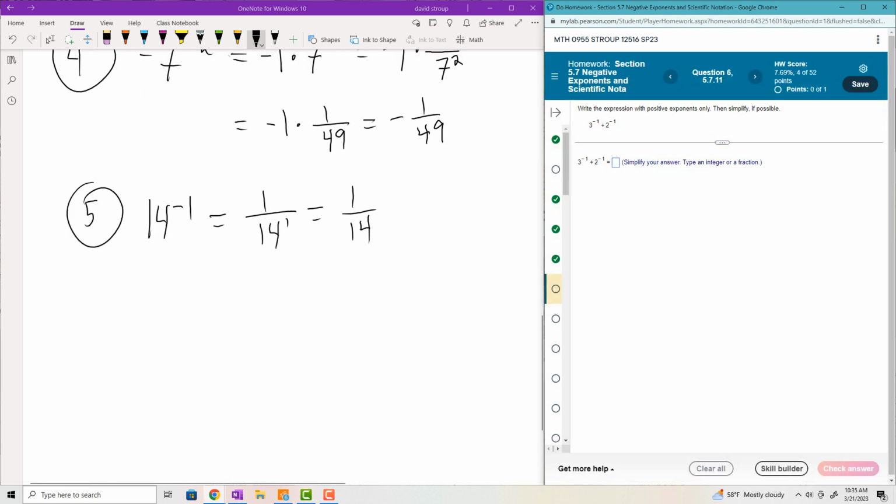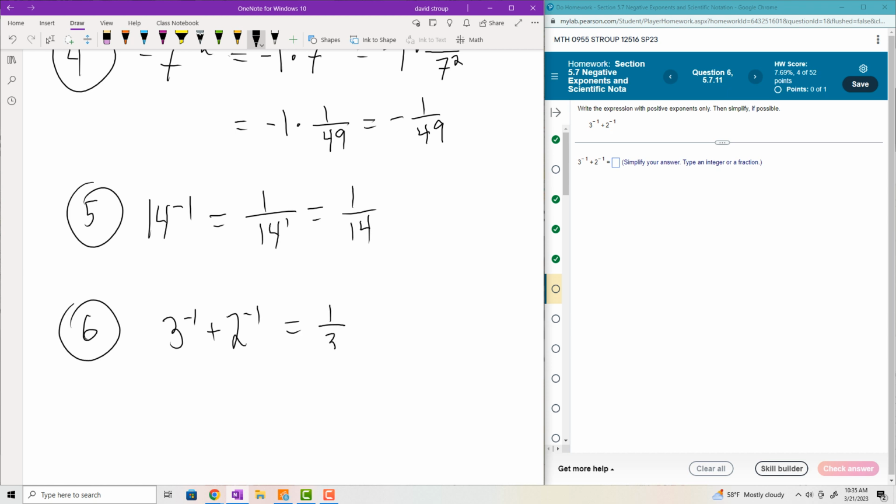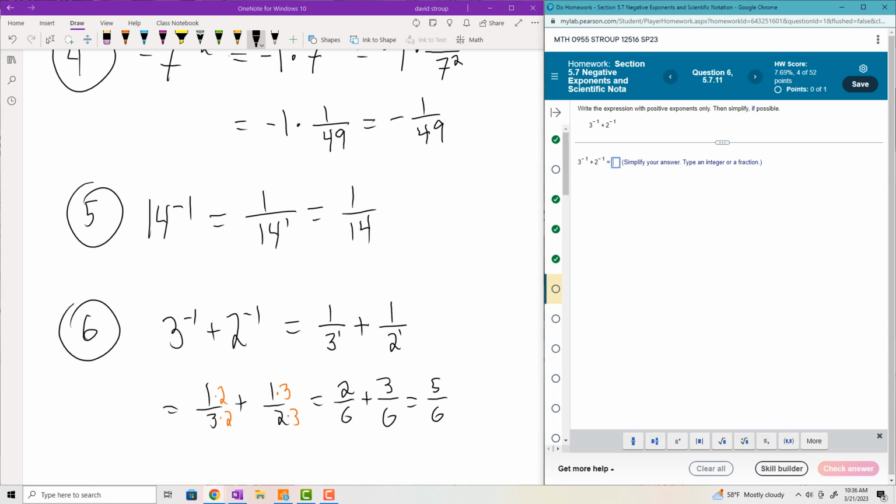And now we're kind of just beating a horse to death. We have 3 to the negative 1 plus 2 to the negative 1. I'm going to rewrite those first. I drop the 3 to the denominator, change the sign of the exponent, so just 1 over 3 to the 1, which is 1 over 3. And then the second one is 1 over 2 to the 1, which is 1 over 2. So you're basically adding two fractions together. In order to do that, you have to multiply top and bottom of the first fraction by 2, and the top and bottom of the second by 3. That'll give you 2 sixths plus 3 sixths, and that should be 5 sixths.